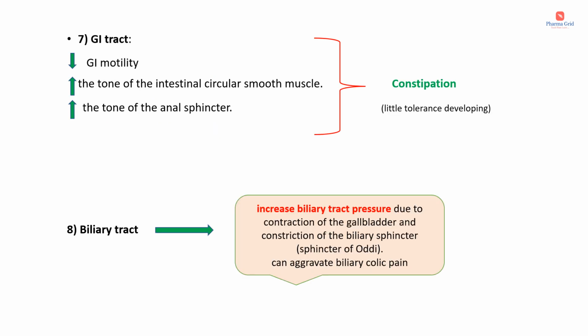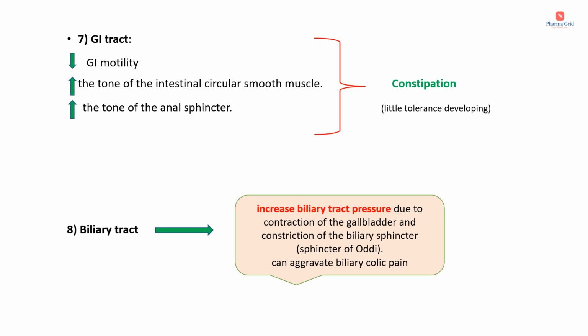In the gastrointestinal tract, opioids will decrease the gastrointestinal motility, increase the tone of the intestinal circular smooth muscle, and increase the tone of the anal sphincter. So altogether resulting in constipation with little tolerance developing. So note the point: in the gastrointestinal tract, the opioids will cause constipation.